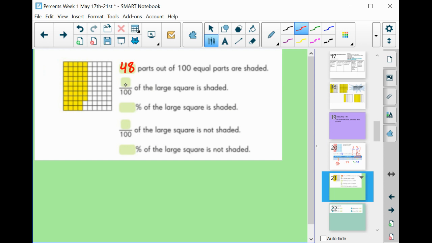I'm going to put that as a fraction: blank out of 100 of the large squares shaded. So 48 out of 100 of those pieces. And then I'm going to turn that into a percent. Because it's out of 100, I can right away just write 48%.